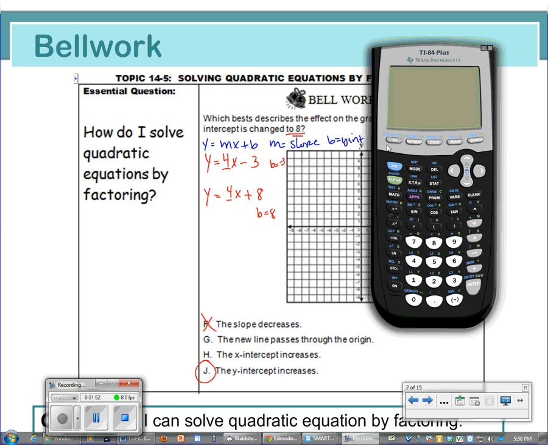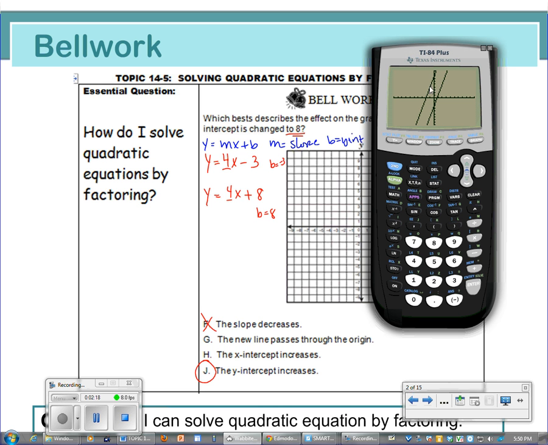With my calculator, I can graph both of these lines. If I go into y equals, I'll type in the original, y equals 4x minus 3, and then I will type in the new line, 4x plus 8. Now I'll look at the graph by hitting graph. Here's my original, and now there's the graph of the new line.